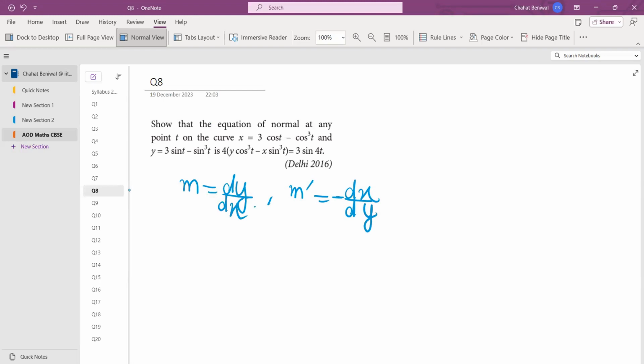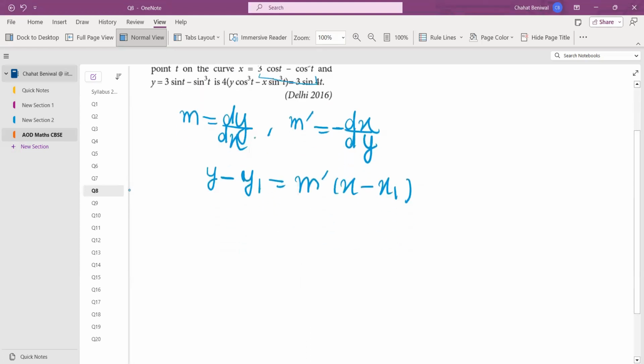Okay, so we'll write the general equation of normal, y minus y1. So this is the equation. Okay. So we know the points. We know y1 and x1, which are already given here. But we don't know the m dash. Okay. So we need to find that. So let's see how we are going to find it.